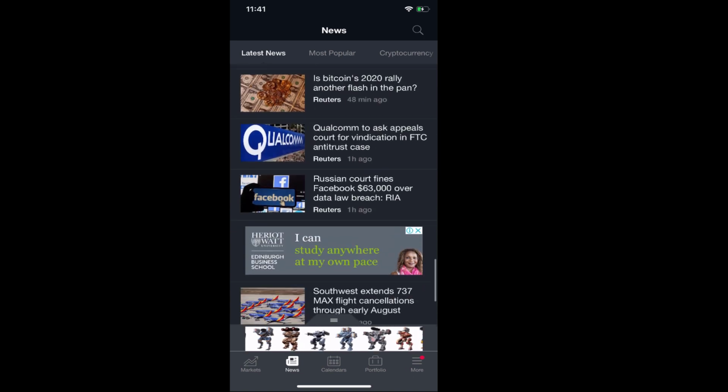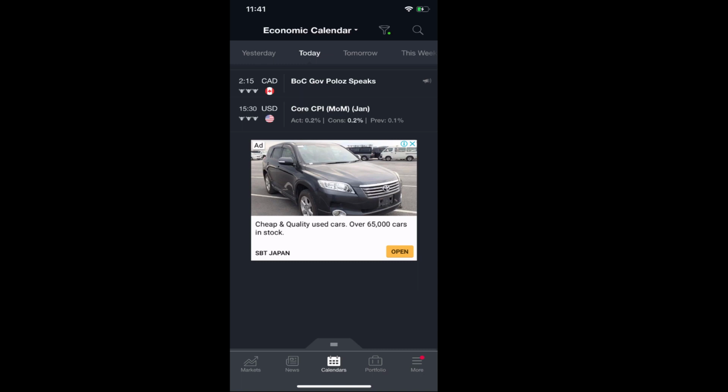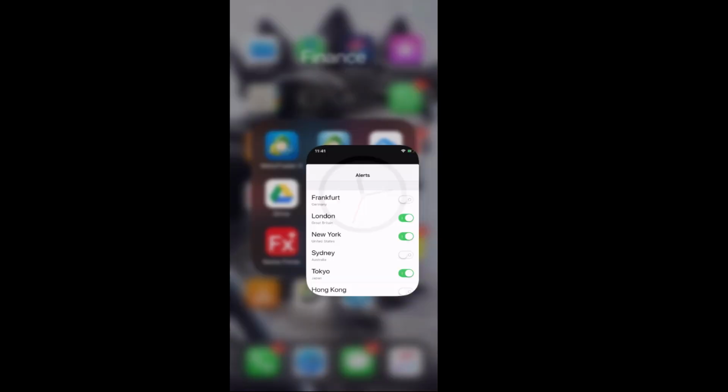So you can just read news basically in this app. I just use it to follow the news events, like to know when the next news events are actually coming through, right? So that's it for this app. The next app on the list will be Forex Hours.